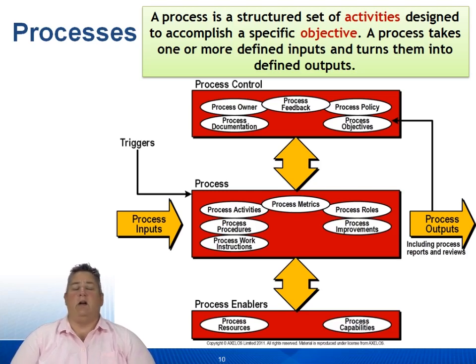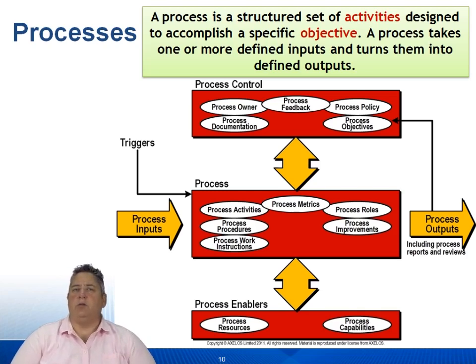A process will always be measured, so we'll have a set of metrics. There'll be a set of roles associated with that process, who does what, when, and also process improvements. Those core items right there in that middle red box is really saying this is what a process is.